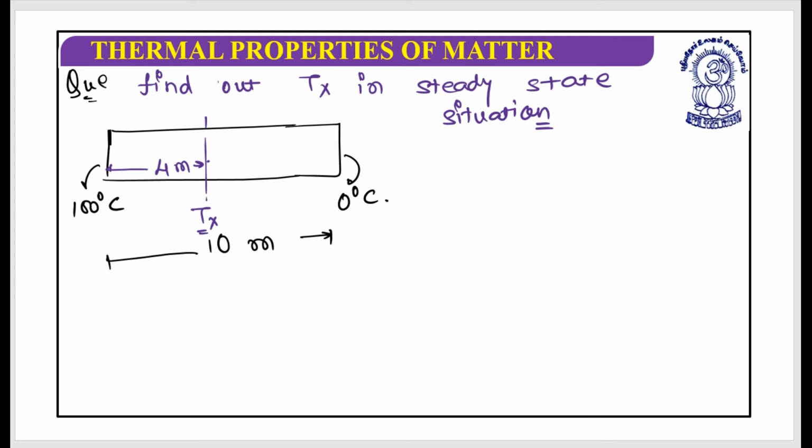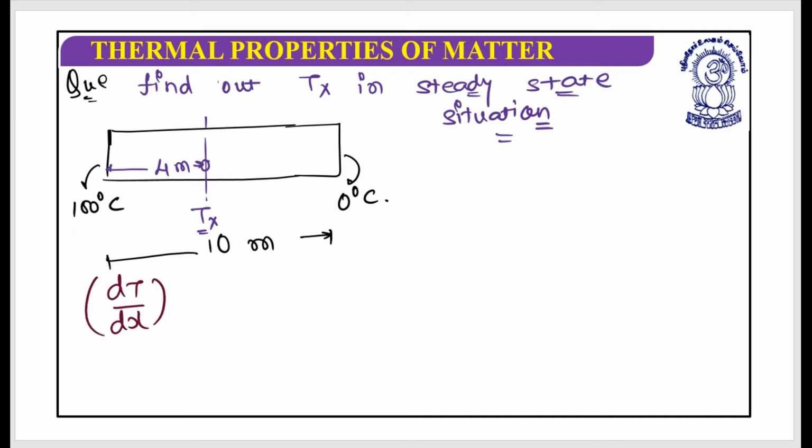So if I consider the steady state situation, I need to find out the temperature at this point, which is at 4 meter from the left end. How will I do this? One of the approaches is, look at this, they have said that it is a steady state situation, and if they mention that it is a steady state situation, I can equate the temperature gradient.